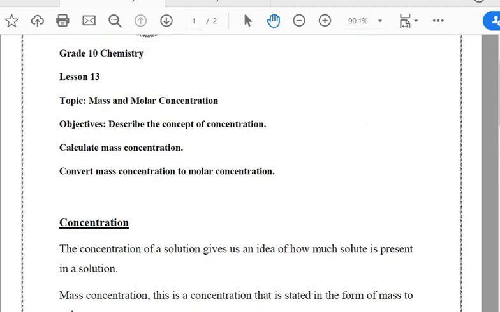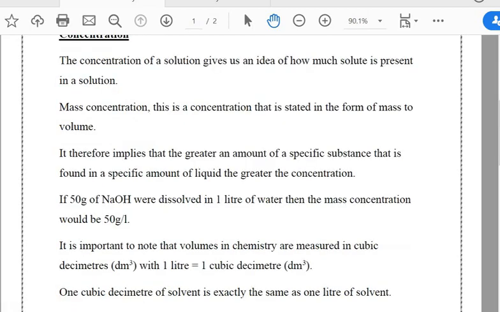So just make sure that you have a grasp of what concentration is. Try to think of concentration in your own words: what do you think of when you hear the word concentration? The concentration of a solution gives us an idea of how much solid is present in a solution.